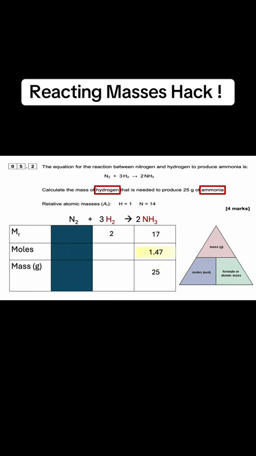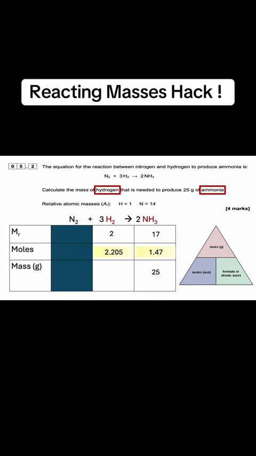Now let's look at the mole ratio. The mole ratio is a bit different in this one. It's not a 1-to-1 mole ratio or a 2-to-2 mole ratio. For this one, it is 3-to-2. For every 3 hydrogen molecules, you have 2 ammonia molecules. And so we need to use a fraction to calculate the number of moles for hydrogen. So we're going to do 3 over 2 times 1.47. And your answer is 2.205 moles.